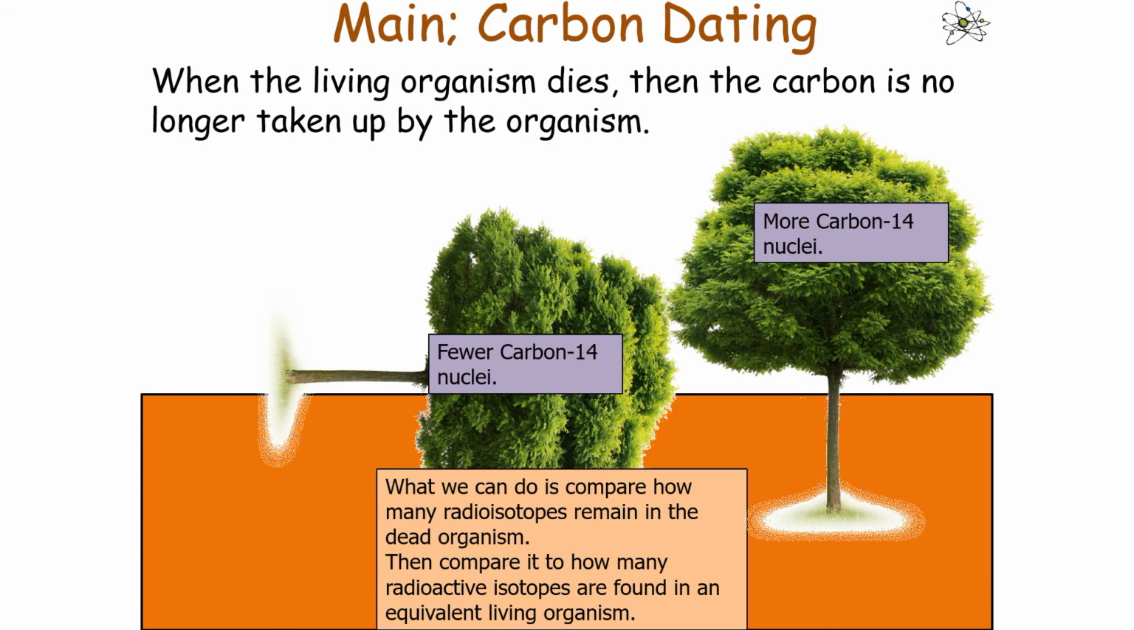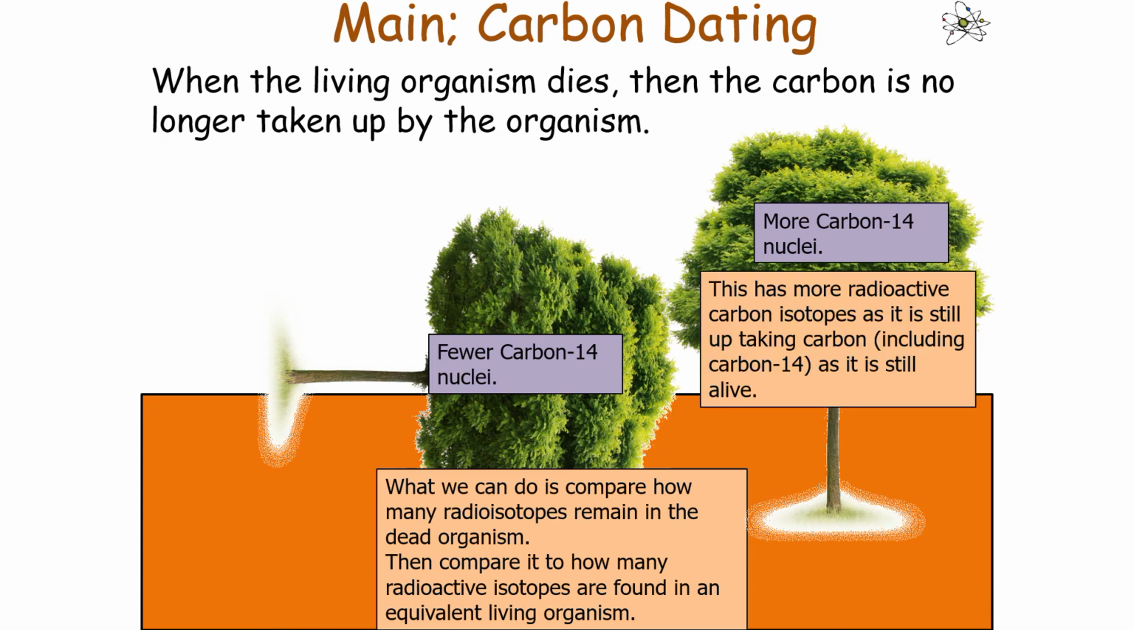So what we do is we look at how many radioactive carbon-14 nuclei are in the dead organism, we compare it to how many radioactive carbon-14 isotopes are found in an equivalent living organism, and we can work out the difference between the two. Now, the alive organism will have more radioactive carbon isotopes as it's still taking up carbon, including carbon-14, because it's alive.